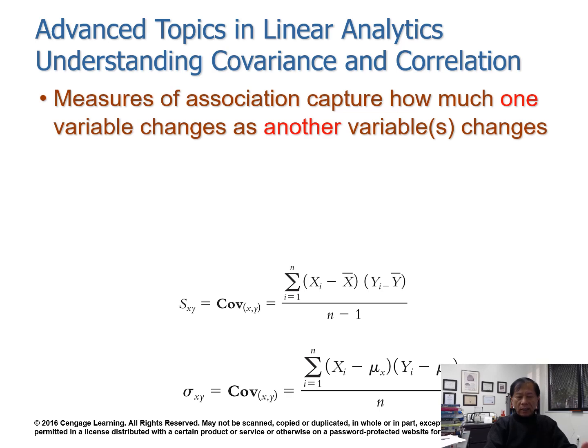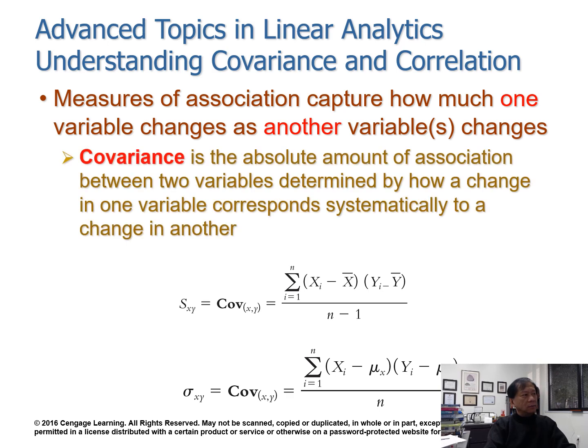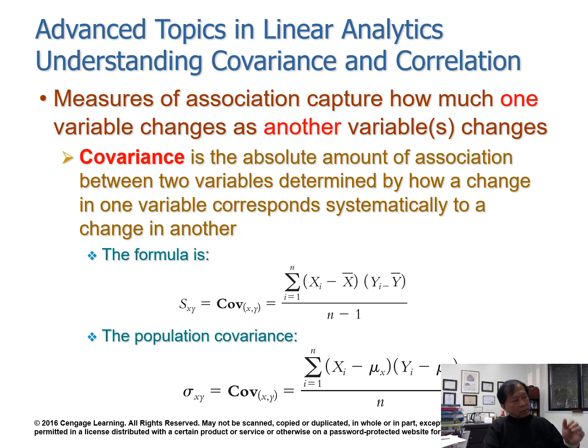And also, then we talk about the next chapter. We talk about advanced topics in linear analytics in chapter 18. We talk about covariance and correlation, what covariance is, and how it is defined and calculated. Covariance is the absolute amount of association between two variables, determined by how a change in one variable corresponds systematically to a change in another. In other words, how the two vary together. That's what we call covariance, right? The covariance for x and y is calculated by that. Okay, the top one is for sample covariance. The bottom one is for population covariance. Okay, it's straightforward.